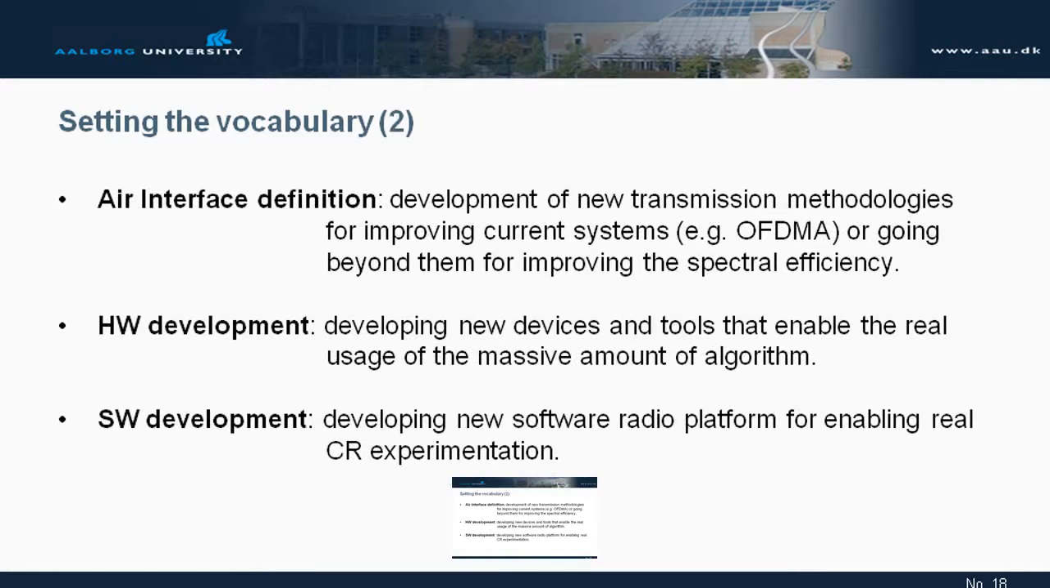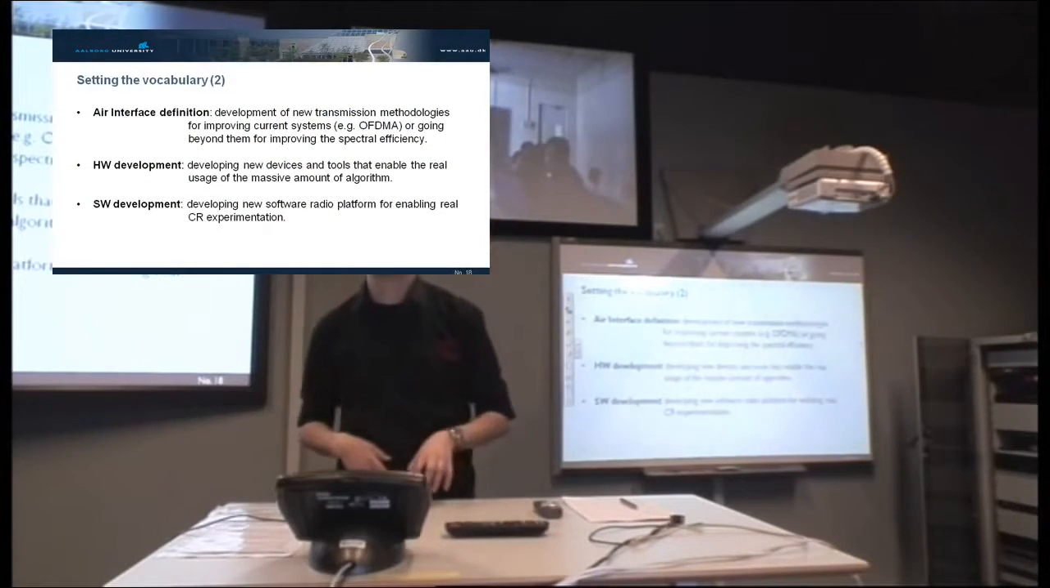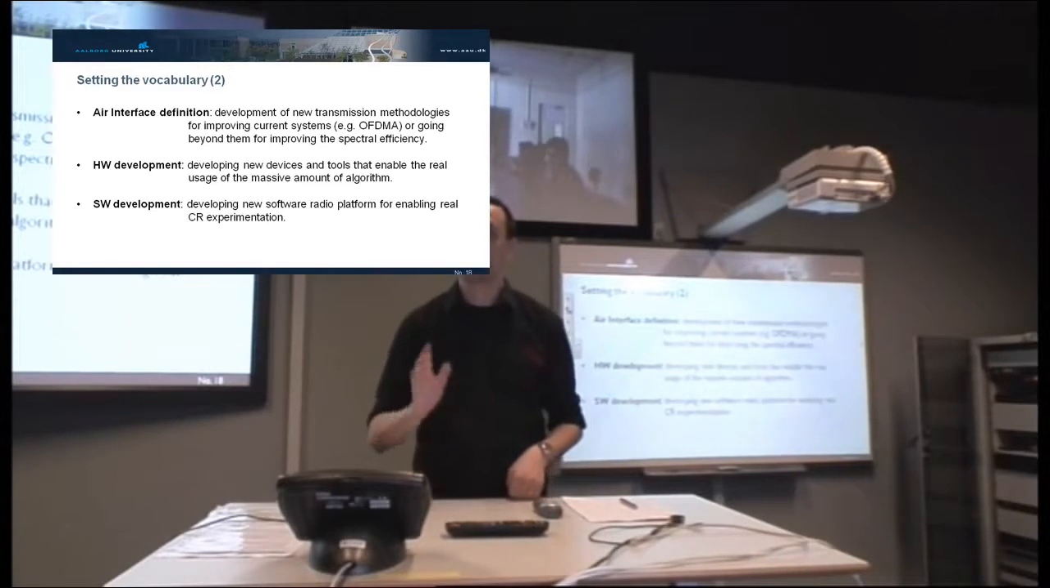Plus we have air interface definition. With air interface definition, I mean exactly as I said, the development of what's going on in the air. So let's say OFDM, OFDMA, or even going beyond it, because we need to improve spectral efficiency. Otherwise, we cannot deal with that 1,000 times traffic increase. Hardware development. We discussed it. Now we know that we need hardware support for having a proper radio. And software development, because we'll discuss it more in detail, but we need a software radio platform, which means that we need software for enabling real-life cognitive radio experimentation. It is about time that we do not only talk about it, but we show that we can do it.